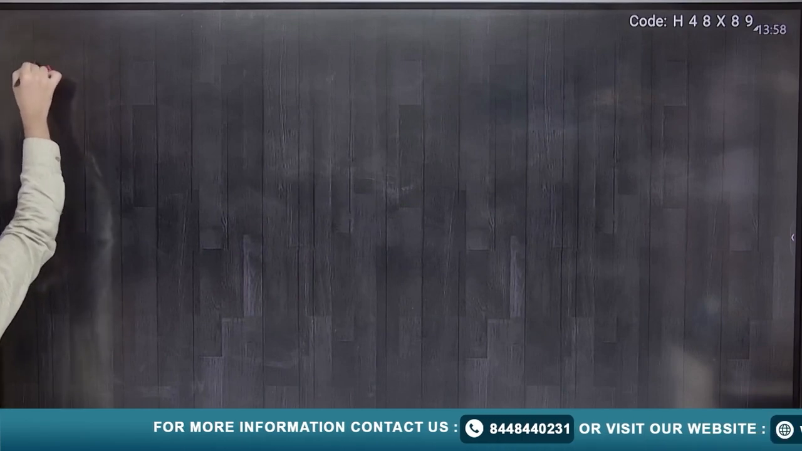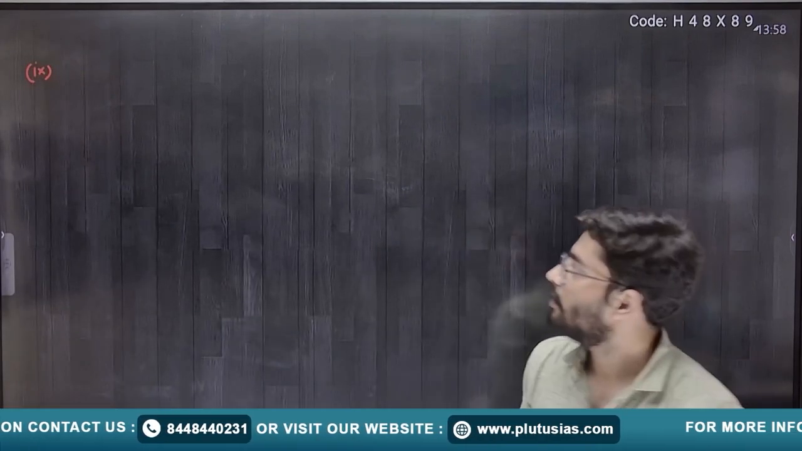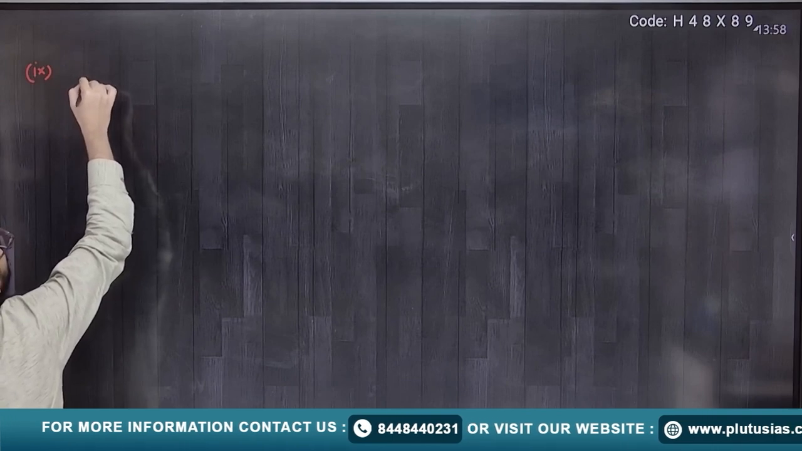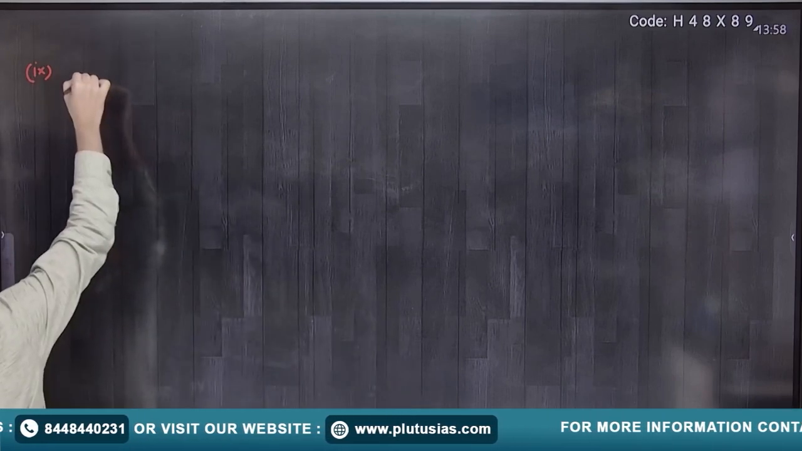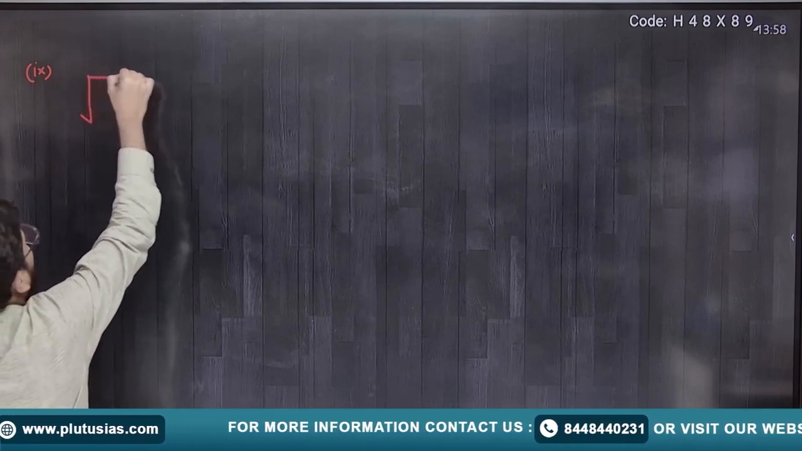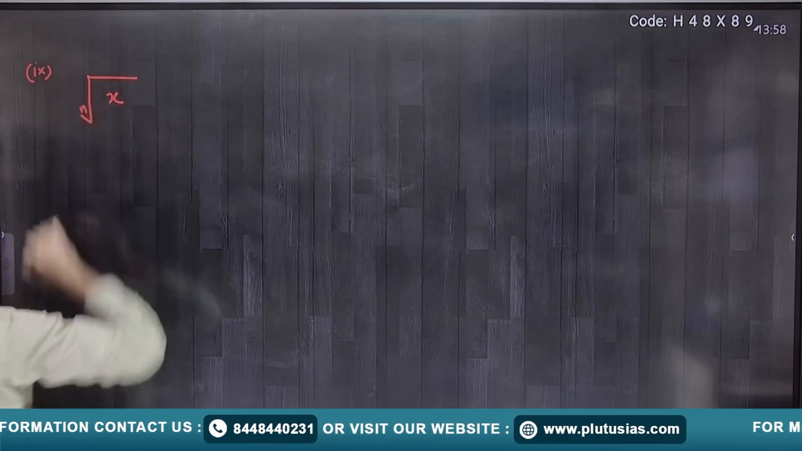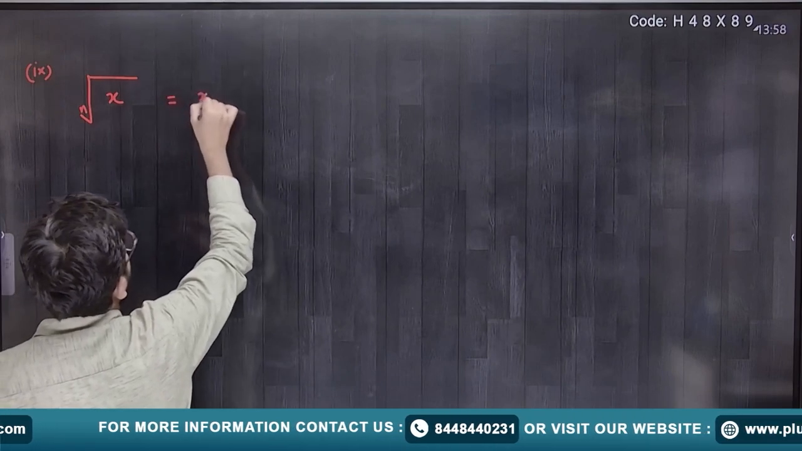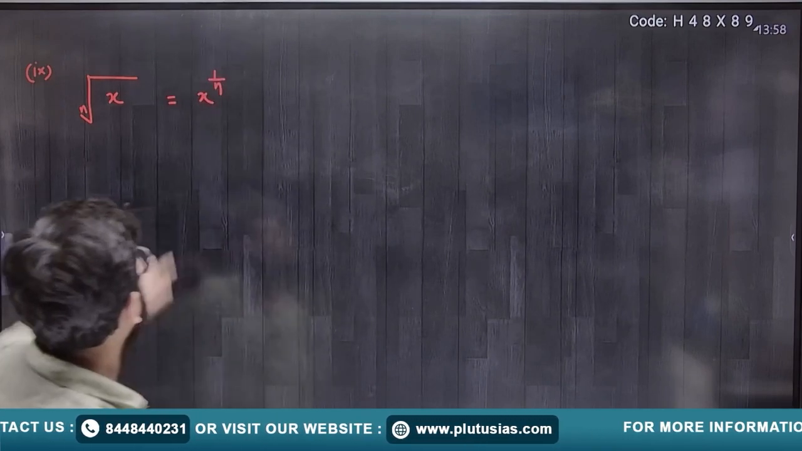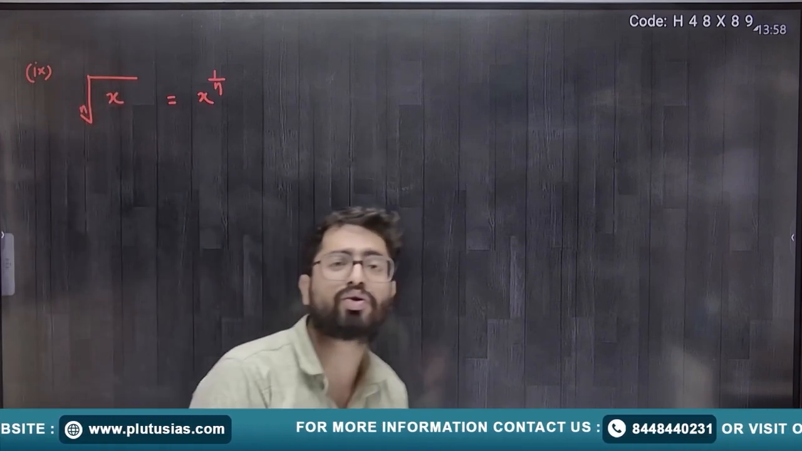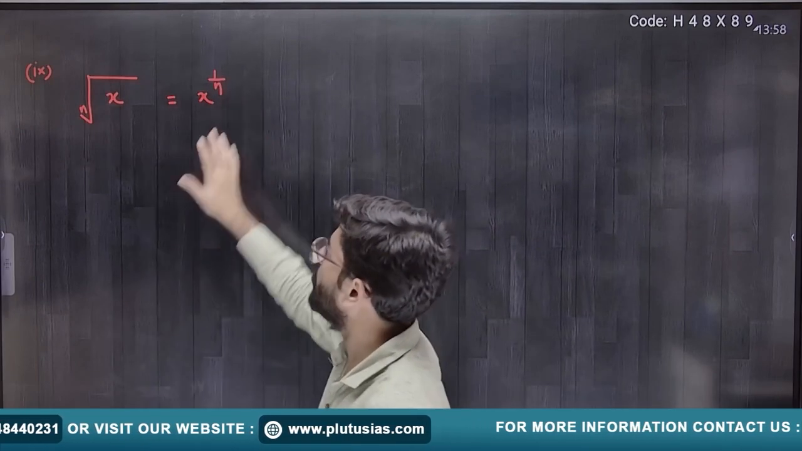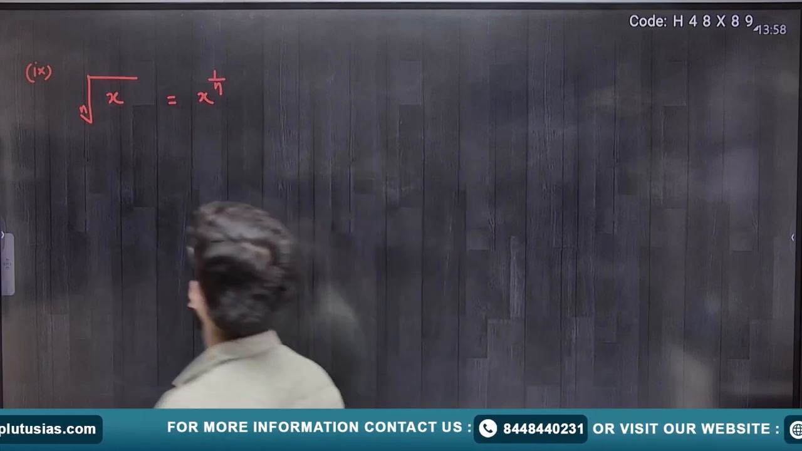Okay, so next property, that is the 10th property. We have one important thing: whenever you have this symbol, something x, and here you have some n, that is equal to x power 1 by n. When you have x and this n, this is known as the nth root of x, that is x power 1 by n. Remember that thing, very very important, x power 1 by n.